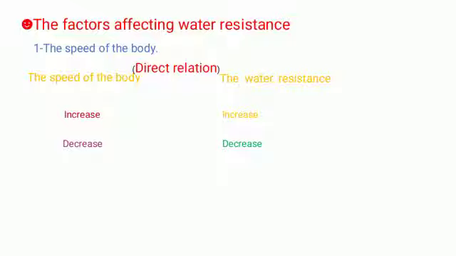The first factor is the speed of the body. When the speed of the body increases, the water resistance increases. And when the speed of the body decreases, the water resistance decreases. And this is a direct relation. So there is a direct relation between the speed of the body and water resistance.